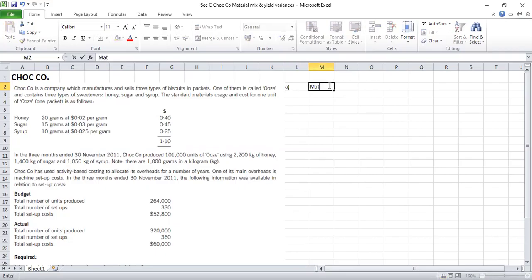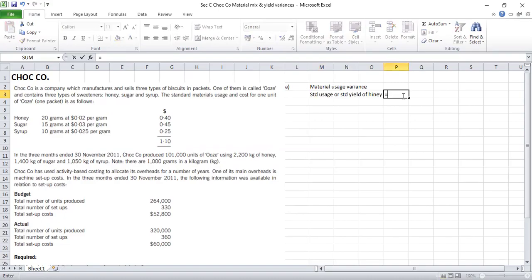Material usage variance. First of all, we will calculate standard usage for each material. Standard usage is also known as standard yield. So one by one we will solve standard usage or standard yield of honey.